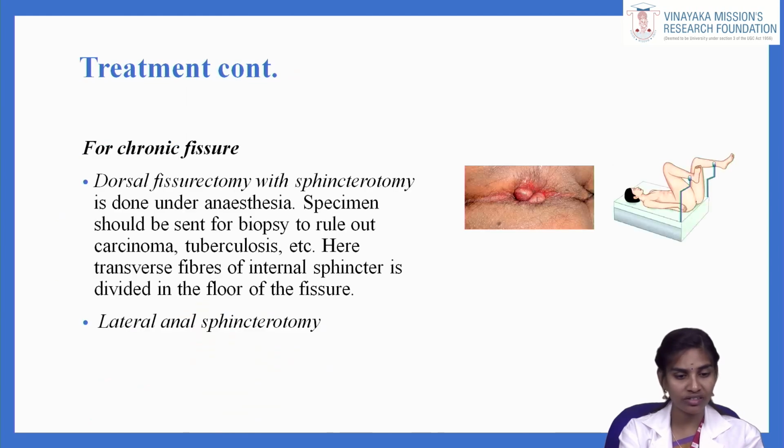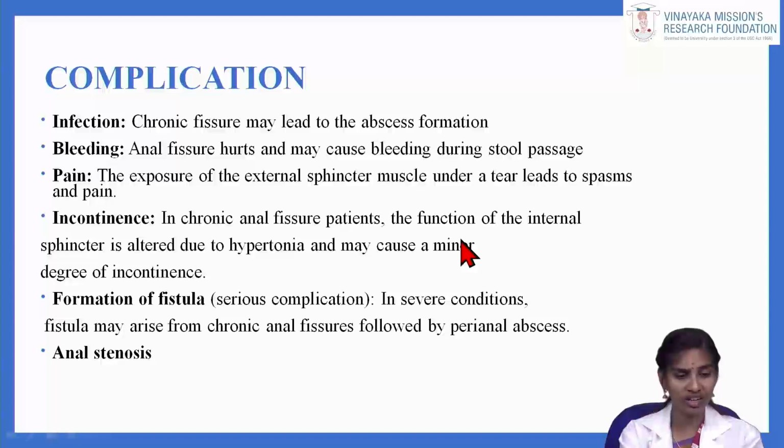For chronic fissure, dorsal fissurectomy with sphincterotomy and lateral anal sphincterotomy. We have to cut the sphincter muscles. Here we have to cut the sphincter muscles and also remove the sentinel pile. So, this is the lithotomy position. The complications of fissure are infections, bleeding, pain, incontinence, formation of fistula and anal stenosis.